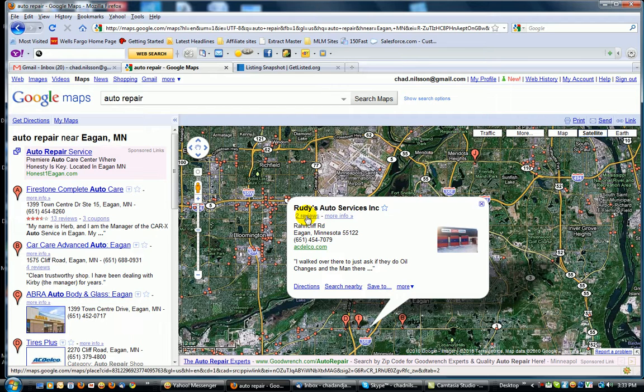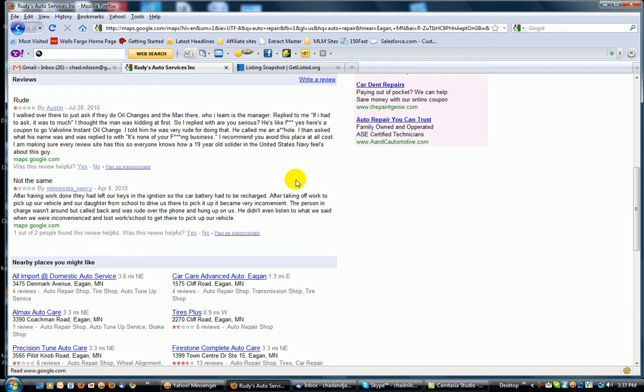They have reviews. Oh, okay. I was curious about this review here, and they had two very negative reviews. And so what I did is I went back. I printed all this out.